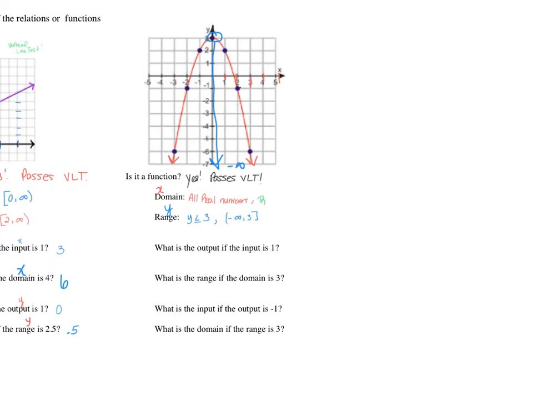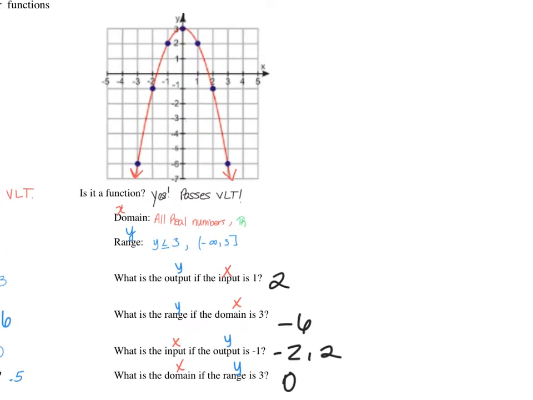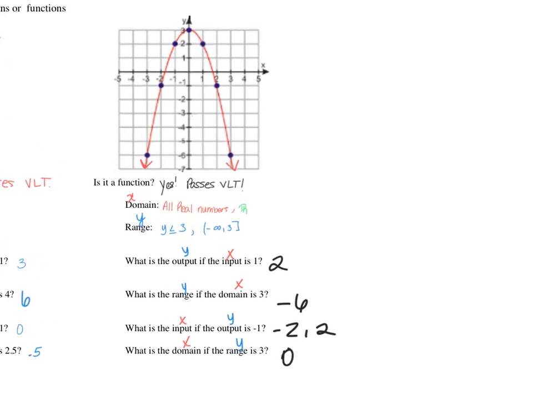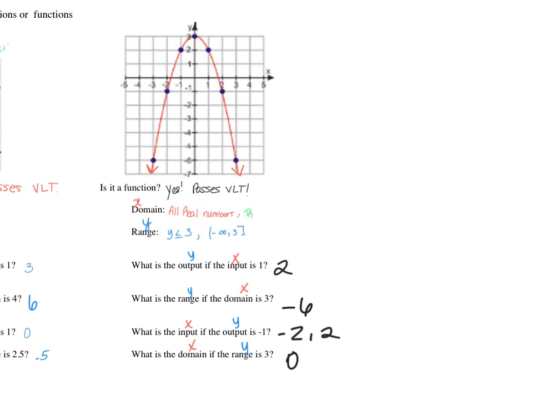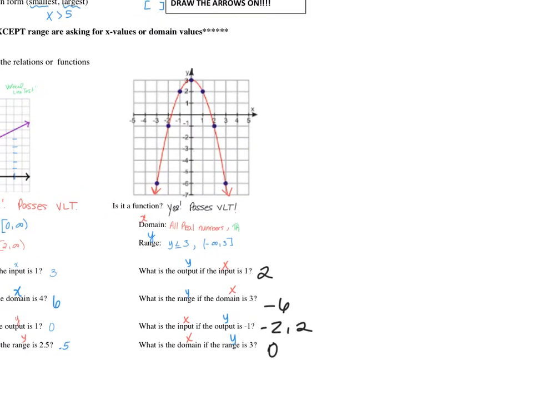Try to do the next set of questions by yourself. So, for each of the questions, you should have gotten the following answers. What is the output if the input is 1? So it's basically saying when x is 1, what do I get? Well, at x equals 1, you get 2 as your final answer. What is the range if the domain is 3? Well, if you look at x equals 3, you see that I can plug in and I get negative 6.